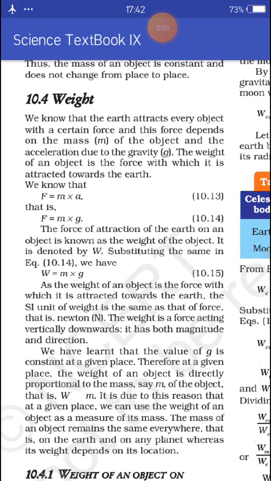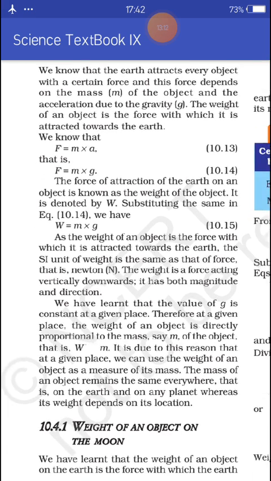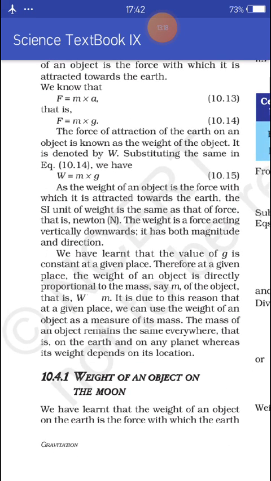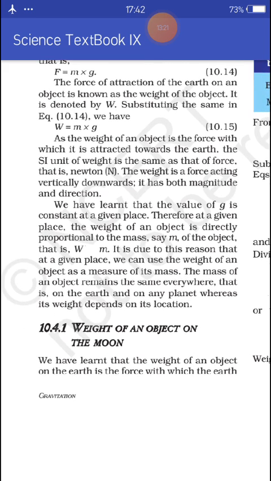We know that the earth attracts every object with a certain force, and this force depends on the mass of the object and the acceleration due to gravity. The weight of an object is the force with which it is attracted towards the earth. We know that F is equal to m into a, that is, F is equal to mg. The force of attraction of the earth on an object is known as the weight of the object. It is denoted by W.